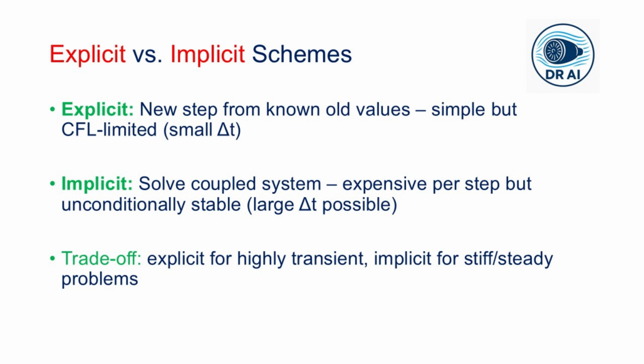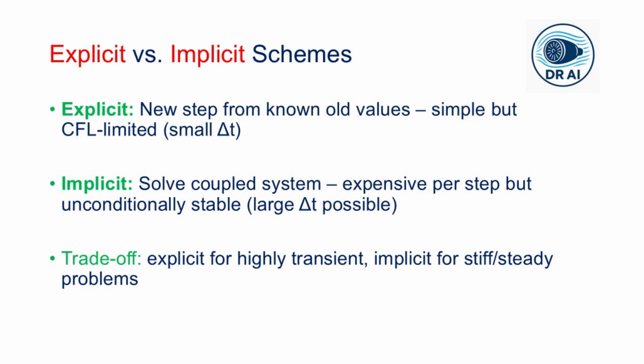In explicit schemes, the value at the new time step depends only on known values from the previous time step. They are simple to implement but have strict stability limits. Typically, the CFL condition forces tiny time steps, making them very inefficient for steady or slow flows.